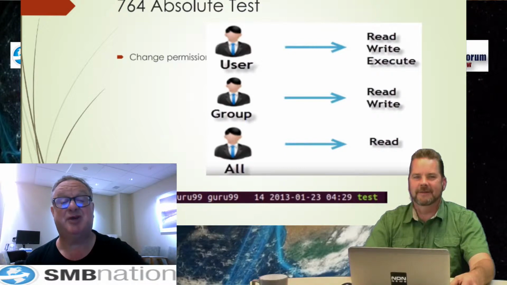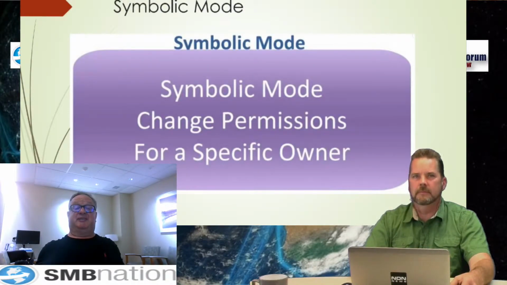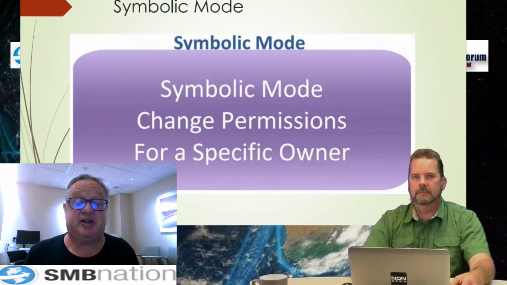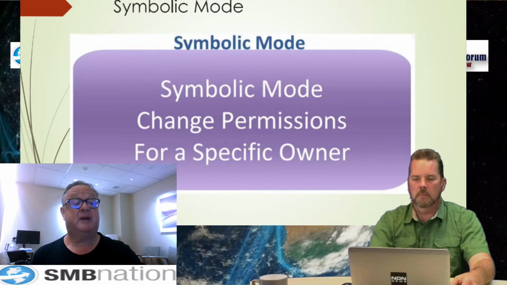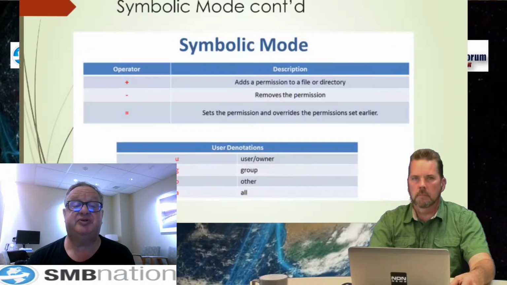Let's get to maybe something we can better relate to when we talk about symbolic mode. So symbolic mode allows the permissions to be changed for a specific mode. Compare that to the absolute mode in the prior example that would change permissions for all 3 entities. So once again, symbolic mode changes permissions for a specific owner. And you'll see in my example, the symbolic mode uses operators. So the plus sign is add a permission to a file or directory, minus remove, equal sets the permission and overrides the permission set earlier.